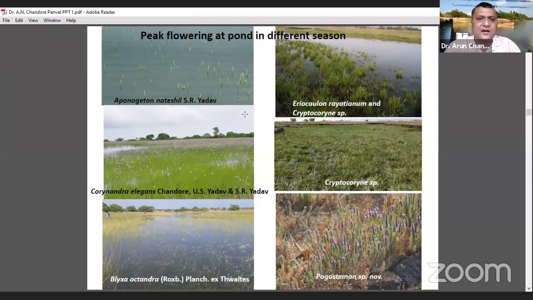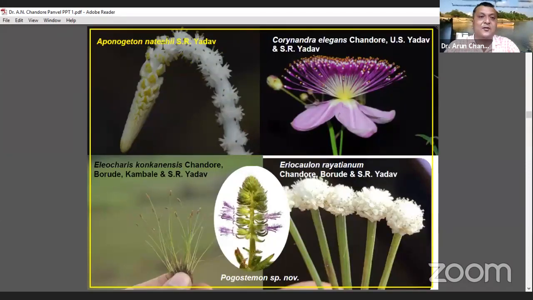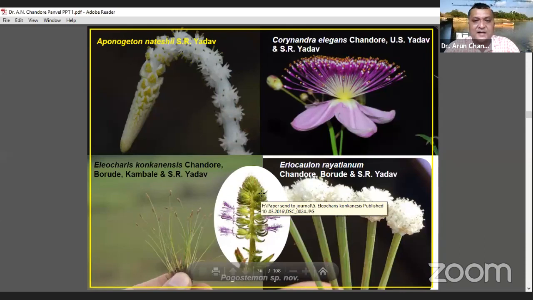For a total of 1 year, I visited every month and observed every plant, and I got 5 new discoveries, 5 plant species new to science. Our guide Professor Yadav, my colleague, student, and I have described these 5 new species: Aponogeton nateshi, Cornandra elegans, Eleocharis konkanensis, Eriocaulon retianum, and a Pogostemon species. We propose the names after their type localities.